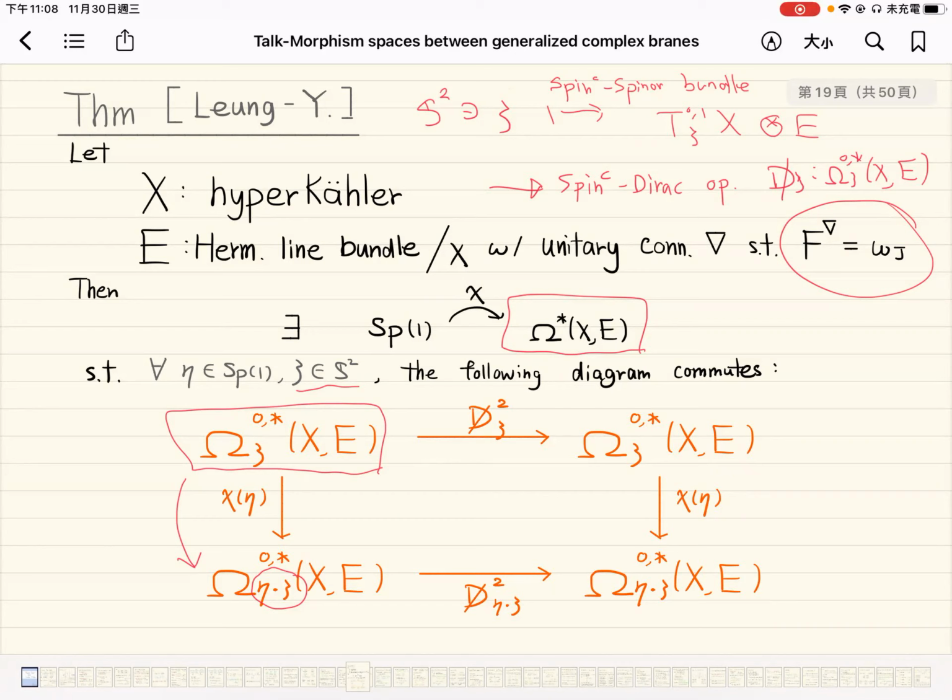Let me think about it. Well, I would say this is really an S2 family, changing from omega I to omega J to omega K. This whole S2 family, these are all changing. It's not the same.